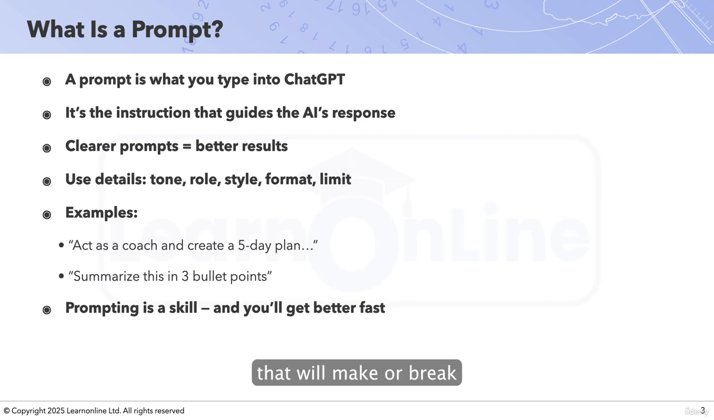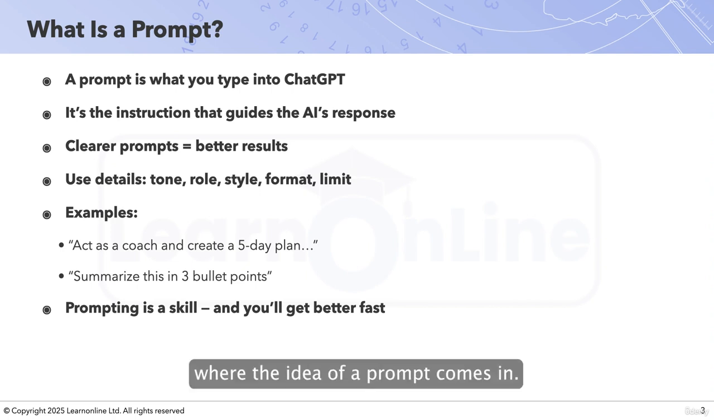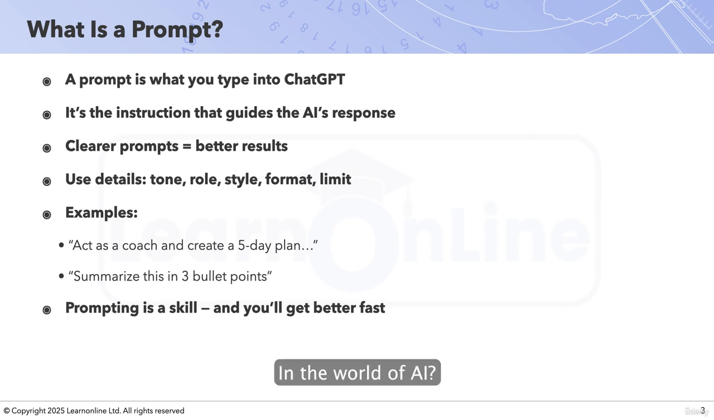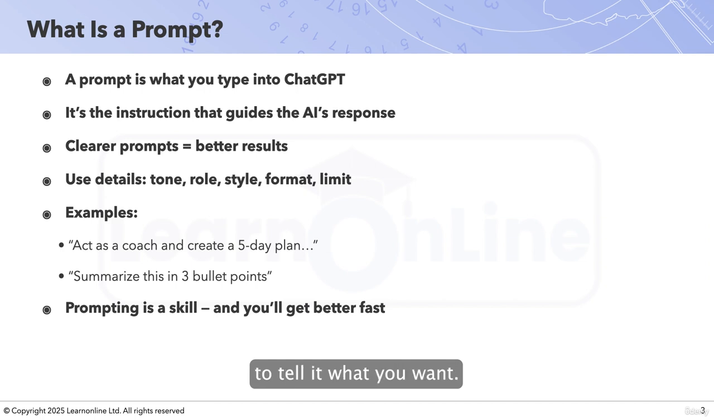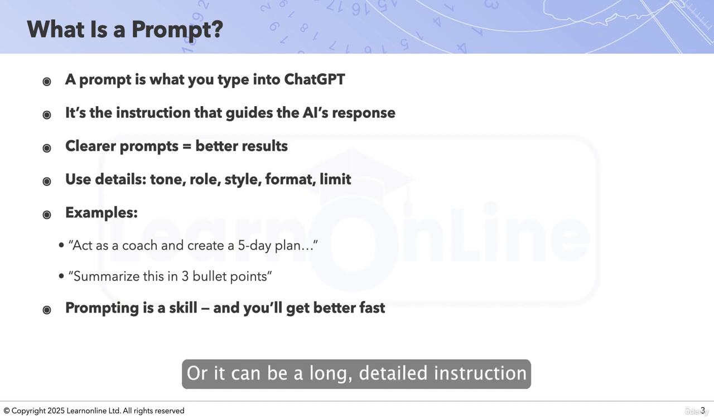If there's one thing that will make or break your experience with ChatGPT, it's this: how you ask matters. And that's where the idea of a prompt comes in. So, what exactly is a prompt? In the world of AI, a prompt is the message or instruction you type into ChatGPT to tell it what you want. That's it. A prompt can be a simple question like, "What's a good recipe for dinner?" Or it can be a long, detailed instruction like, "Act as a social media expert."